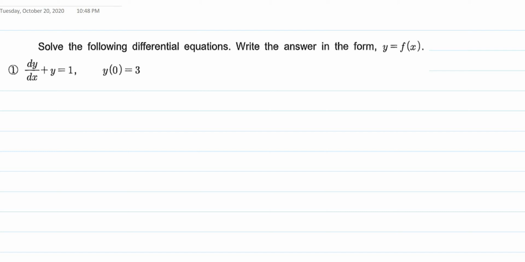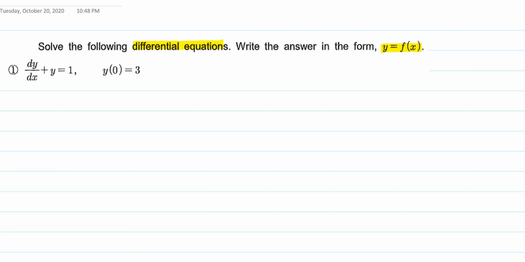This is part 2 of the homework video guide on differential equations. And for this video, we have a few more problems to solve, and we'll be dealing with exponential functions for part 2. So once again, when we're solving differential equations, our final answers should be written in the form of y equals to some equation.